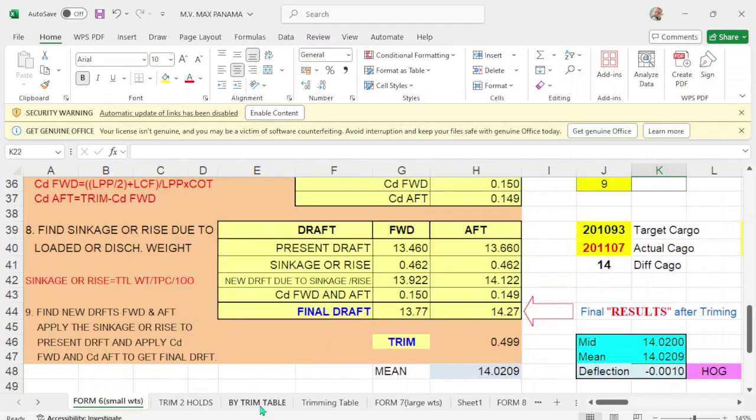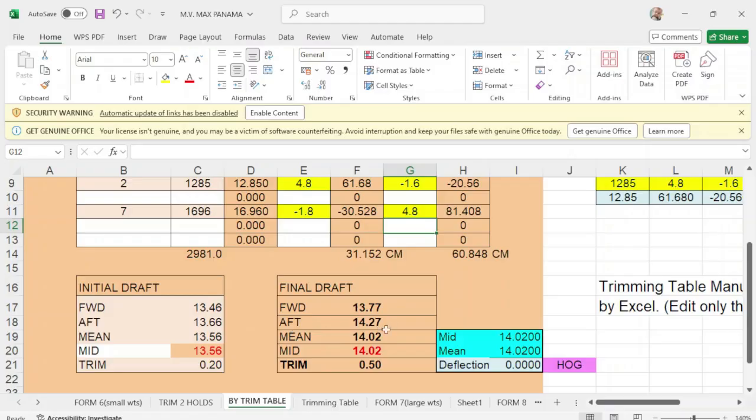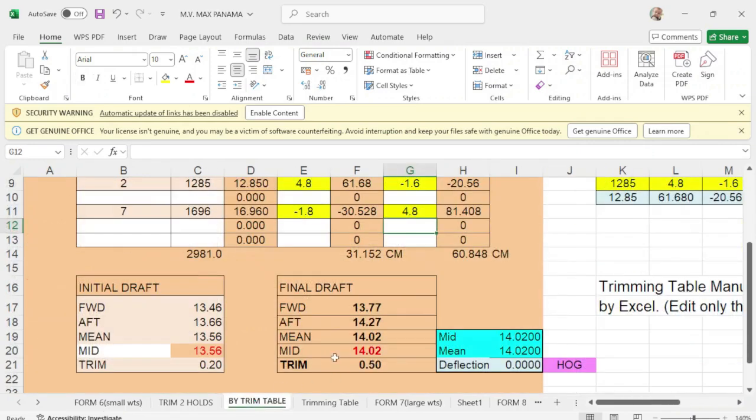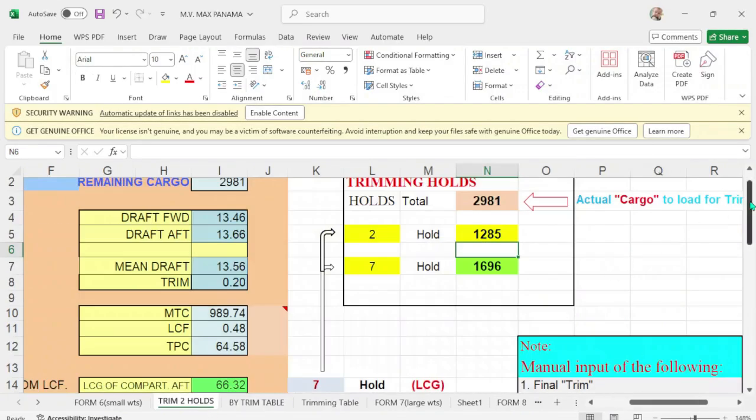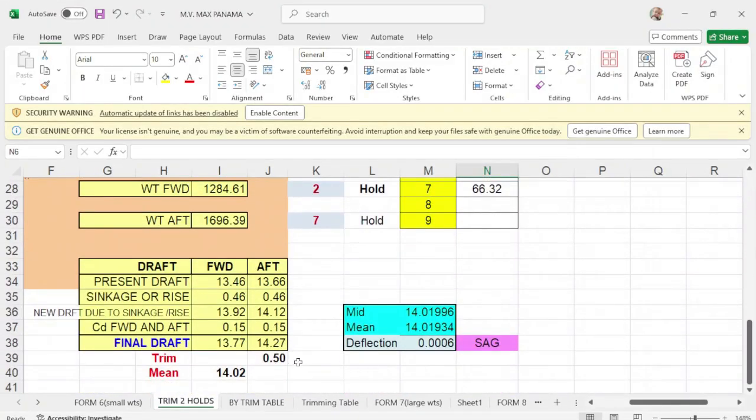1377. And your up drop is 1427. And your mid is 1402. And your trim is 50 centimeters. Your trim here is 50 centimeters. Okay, 50 centimeters. Then this is your main drop.